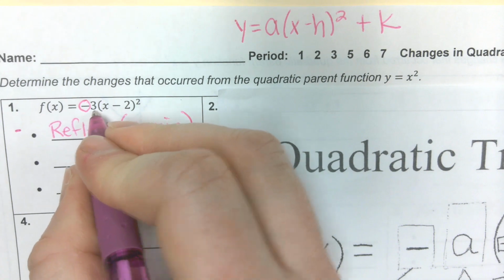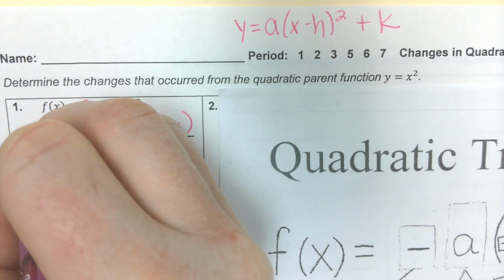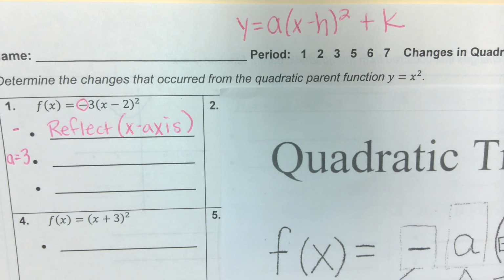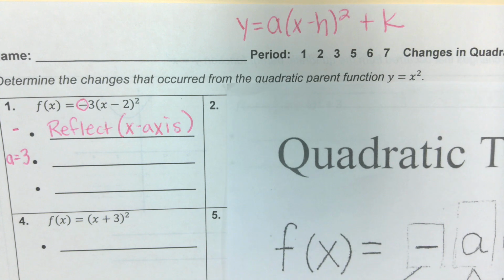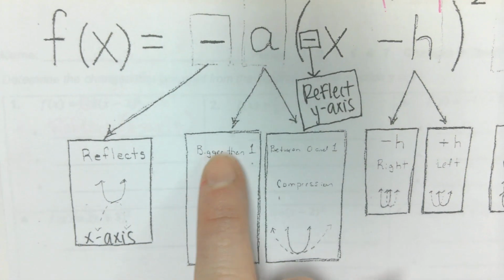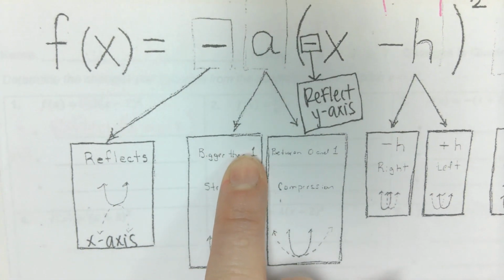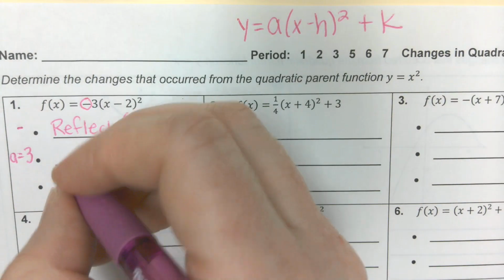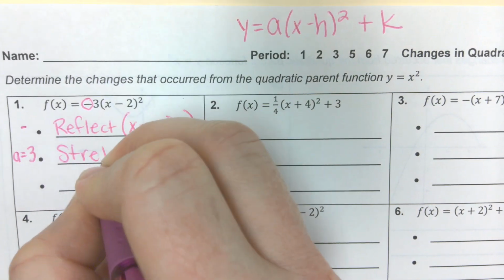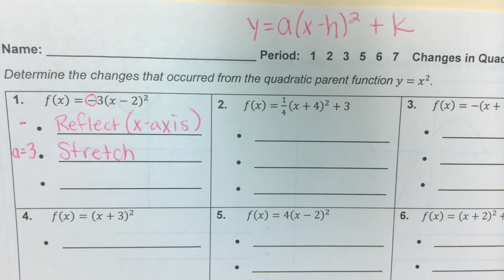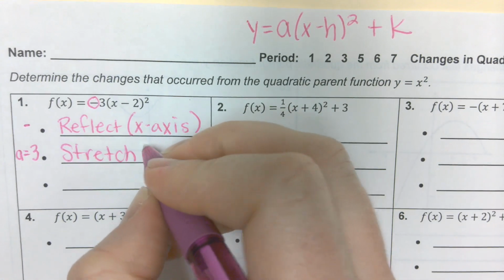And then we have A is 3, so I'm going to put A equals 3. So we got to know, is that stretch or compression? So look back, or look at this. A is bigger than 1. So if it's bigger than 1, then it's a stretch. If it's between 0 and 1, it's a compression. So it's bigger than 1, so it is a stretch. So it's a stretch by a factor of 3.